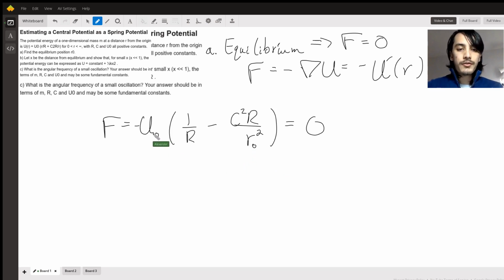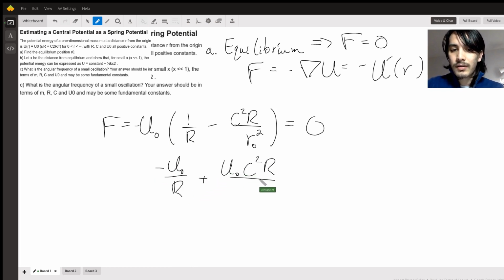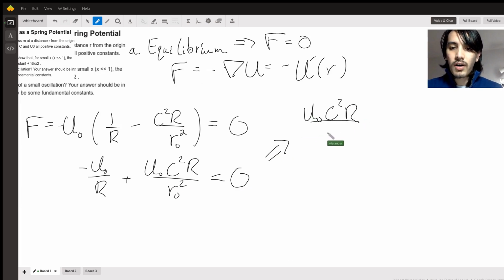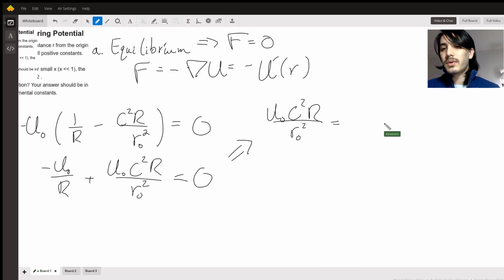And so then we can distribute this U naught here. And so we have negative U naught over R plus U naught C squared r over R squared equals 0. Shuffle this negative U naught over R to the other side by adding it. And so then we have U naught C squared r over R squared equals U naught over r.